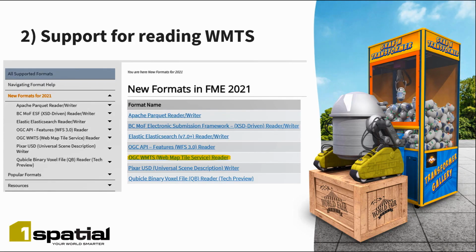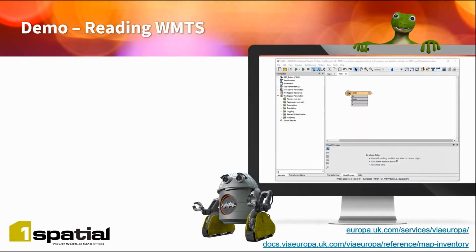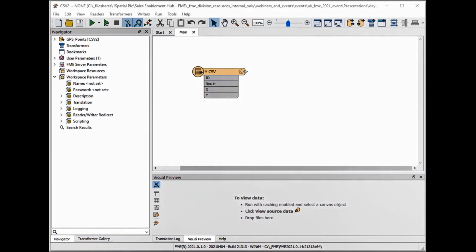Now, many of you are well aware that adding new format support to FME is generally a mainstay of the new release at this time of year. And what I wanted to draw your attention to is an OGC standard that has just been added. It's the Open Geospatial Consortium's Web Map Tile Service Format, or WMTS. And as of FME 2021, it's now got direct read support, and you can consume it in a couple of key ways that I'll show you through a quick demo.